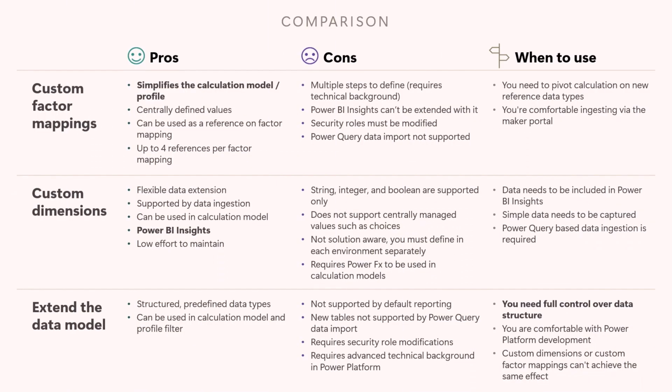Let's compare the options: custom factor mappings, custom dimensions, and extending the data model. Each option has its pros and cons, and the choice depends on your specific needs and technical capabilities. Custom factor mappings simplify the calculation model and can be used as a filter on calculation profiles. Custom dimensions offer flexible data association and appear in the Power BI Insights dashboards. And extending the data model provides full control over your data structure, but requires an advanced technical background. By understanding the strengths and limitations of each option, you can choose the best approach for your sustainability data management needs.